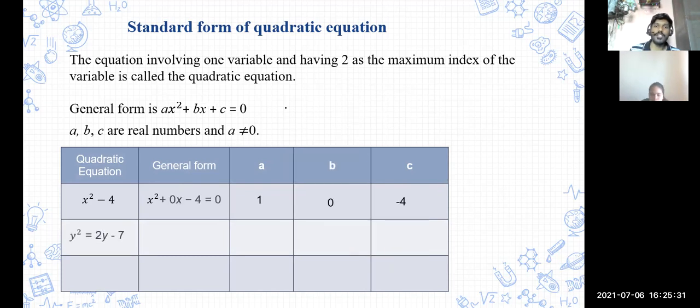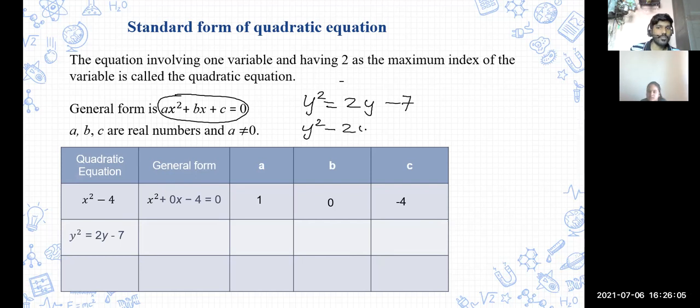Okay. Second one, it is y square is equal to 2y minus 7. Now, this is a quadratic equation and it has only one variable, and the highest power is 2. So it is a quadratic equation. But is it in the general form? No, you have to get it in that form. So you will bring 2y minus 7 to that side. So it will become minus 2y plus 7 is equal to 0. So this is now in the general form.